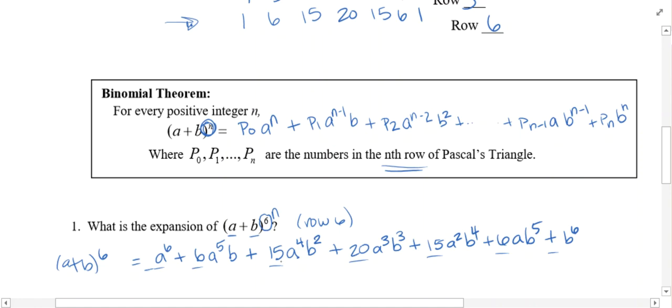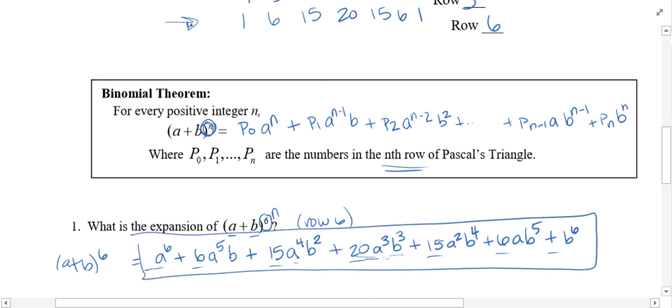And then do you notice how they're symmetric? Like here in the middle, we have the 20, a to the 3rd, b to the 3rd. And then when you go out from there, it's 15, a to the 4th, b squared versus 15, a squared, b to the 4th. And then it's the same with the 6s and then the same with the 1s. It's symmetric. That's just a pattern. Okay, so here is the expansion.